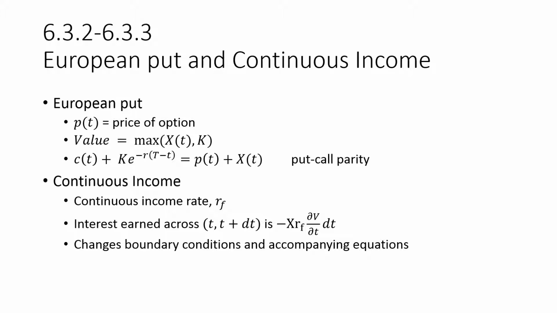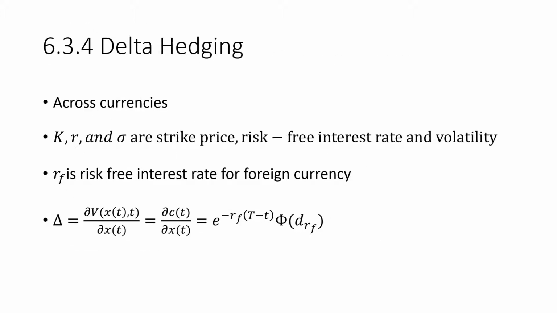This changes the boundary conditions and the accompanying equations we just went over to be expressed in a slightly different way, incorporating that interest rate. Lastly, we have delta hedging. This is across currencies, so when you're dealing with different currencies and the risks that are associated with the foreign currencies. As you can see, it's expressed as delta of the prices at time t over the asset price at t, which gives you that equation below.